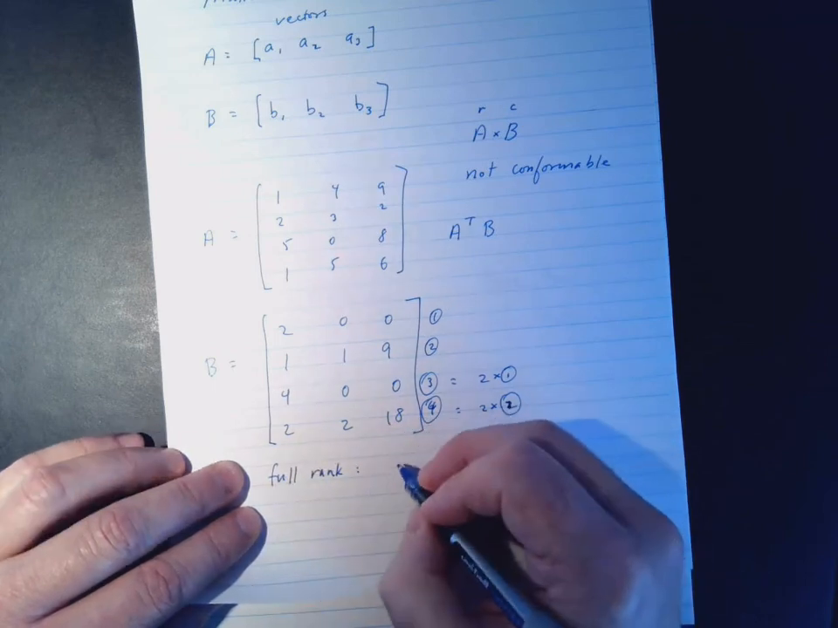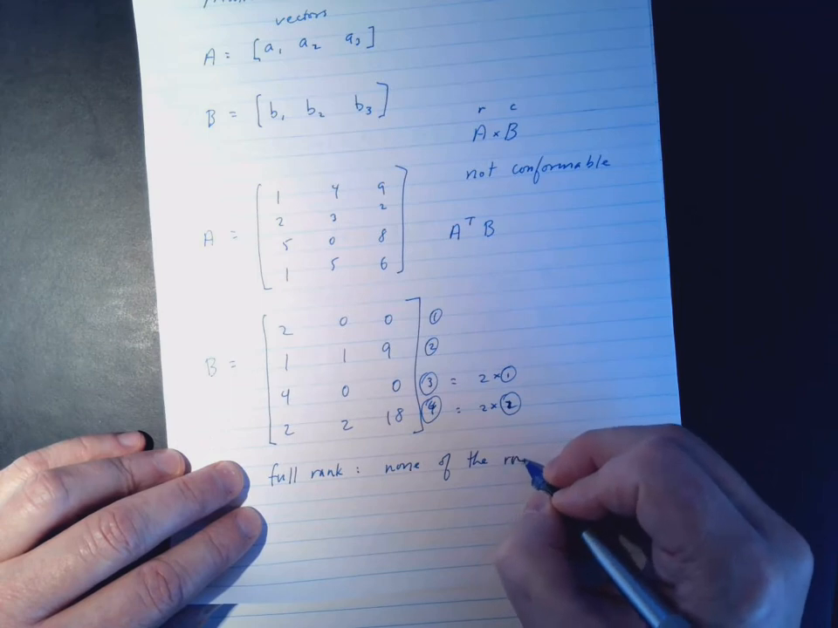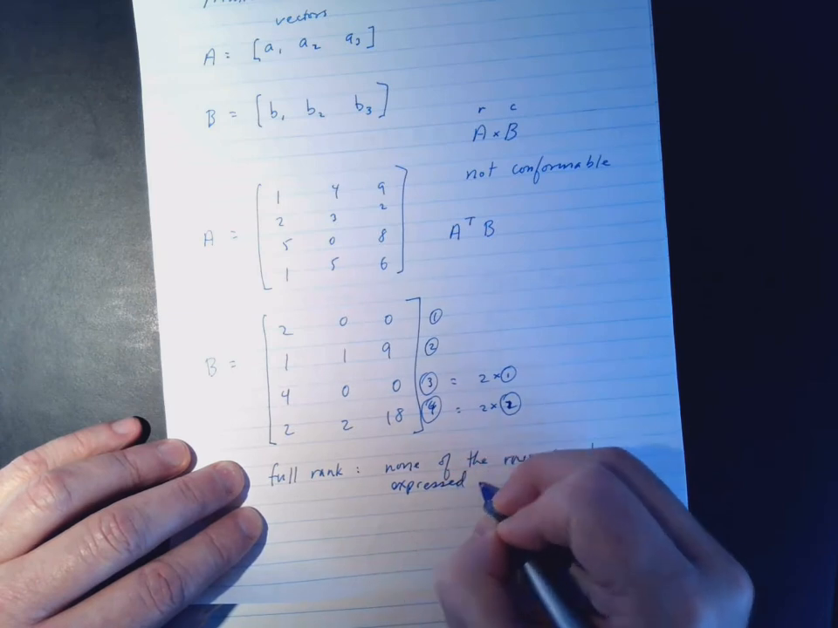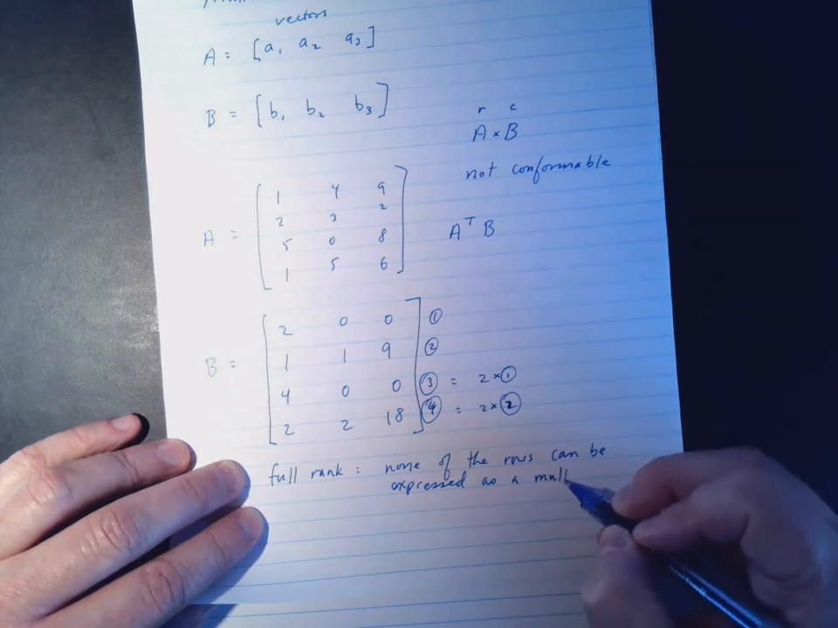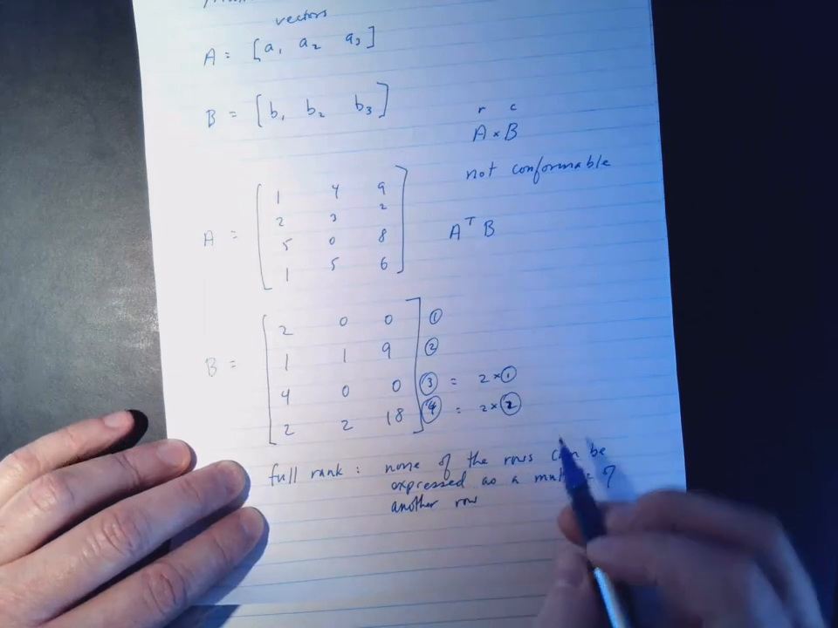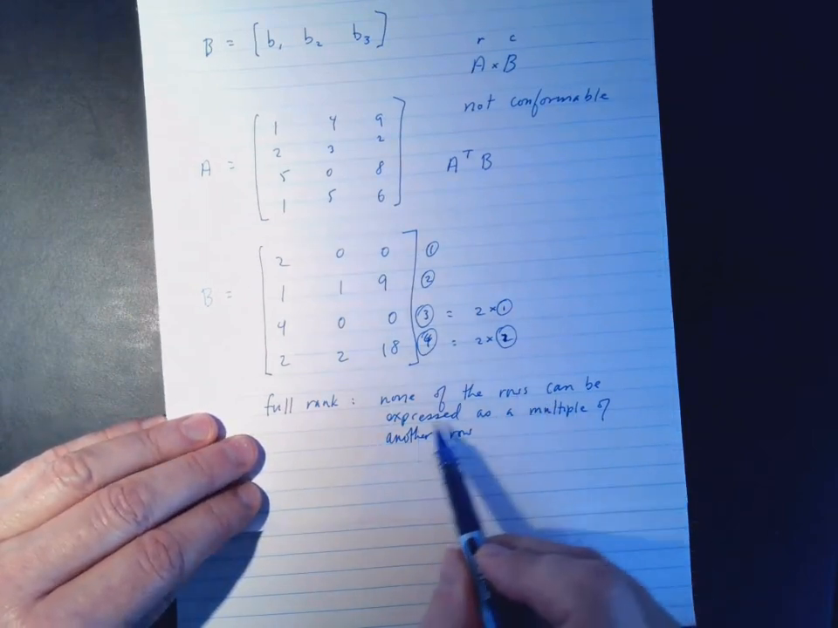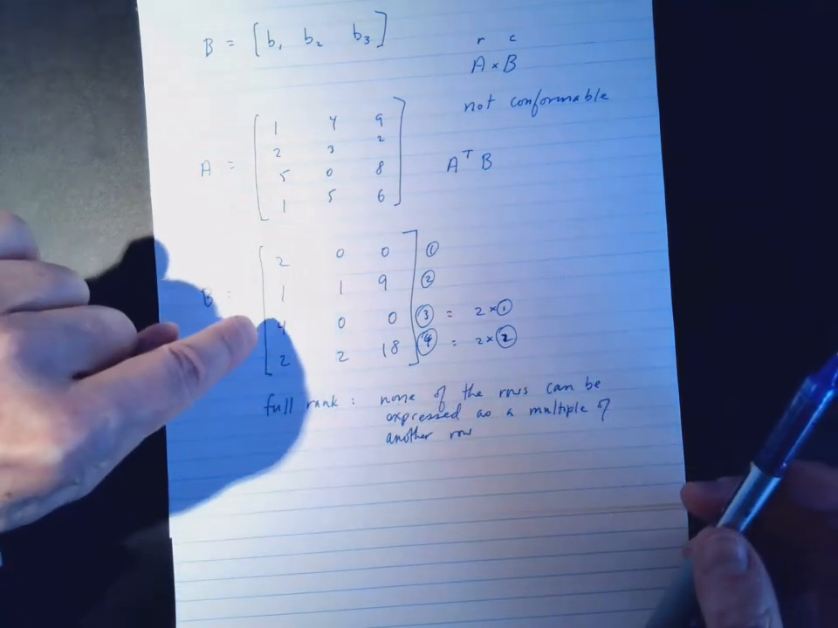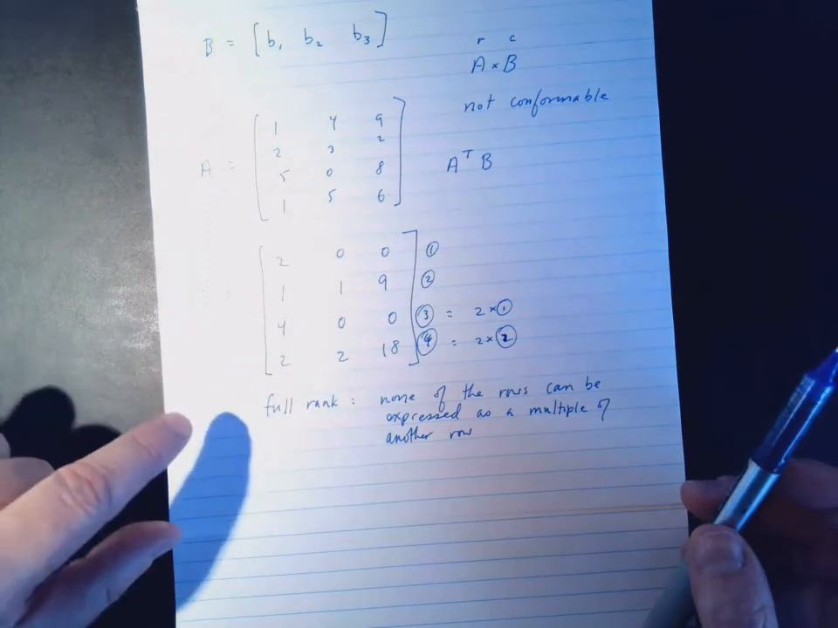Full rank. So full rank means that none of the rows can be expressed as, I'll say for now, a multiple of another row. And none of the columns can be expressed as a multiple of another column. I won't rewrite that out, but it's the same thing: you can't express one of the columns as a multiple of another column.